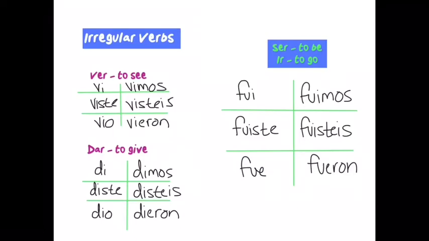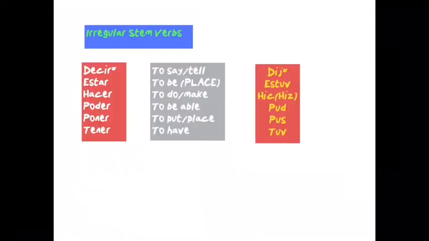So some ways to look at that. Ser would include things like descriptions, things you learned to use ser for in those situations, whereas ir is going to be to go as in to a place. So you might see the word a for to, or you might see a location. That's how you can tell which verb's being used in context, even though they use the same irregular conjugations in the preterite tense.